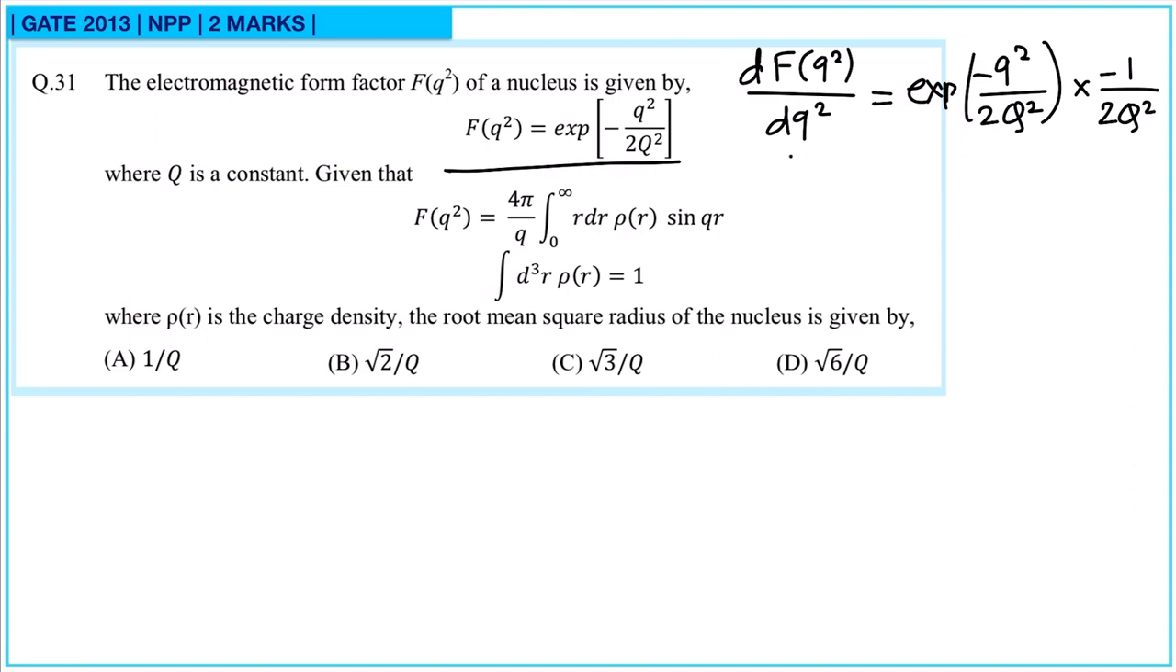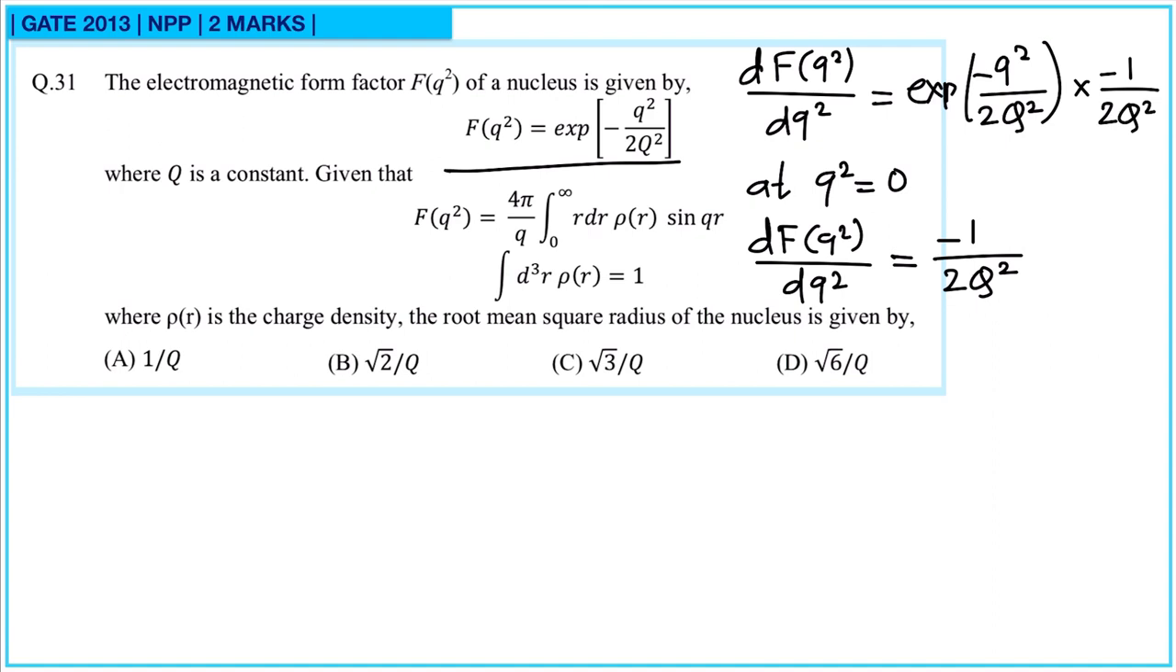And if we are calculating at q square is equal to 0, the same thing dF of q square by d q square will be exponential raised to 0, which is 1, so this will be minus of 1 upon 2 capital Q square. Now F of 0: if we put q is equal to 0, then this integration over rho of r d cube r comes out to be 1.